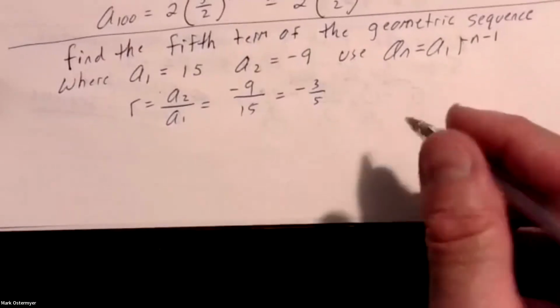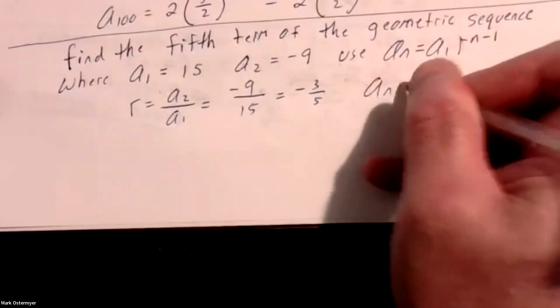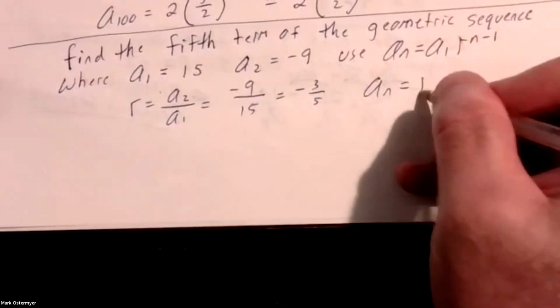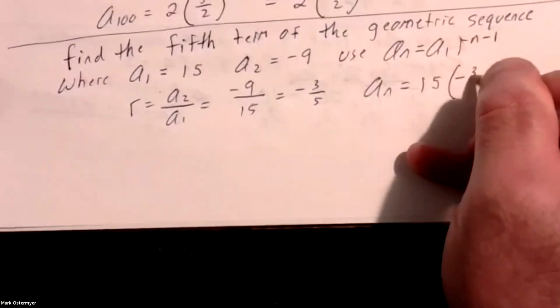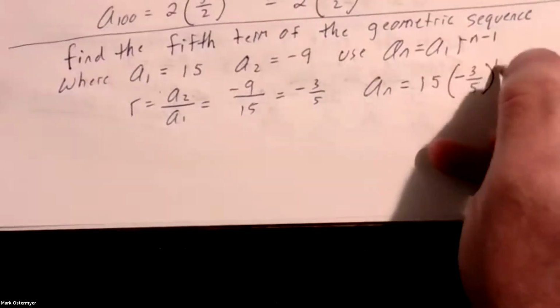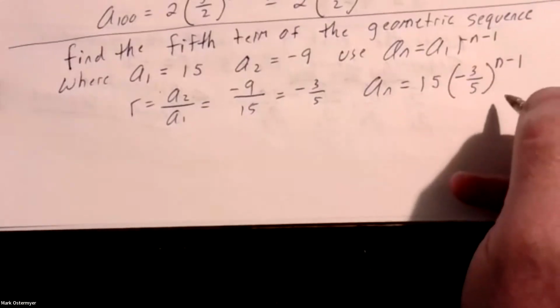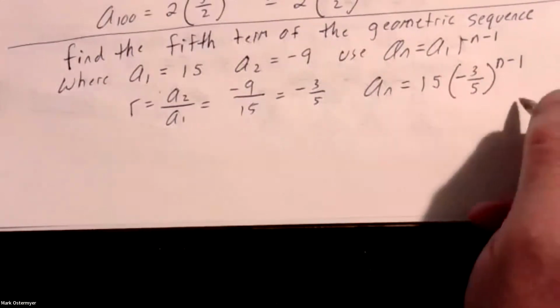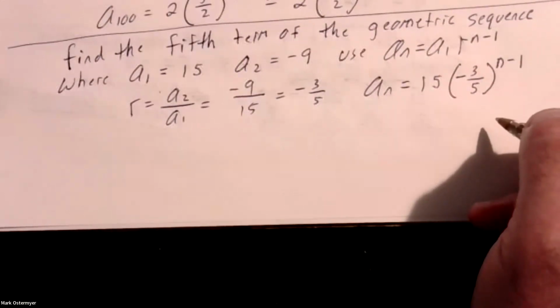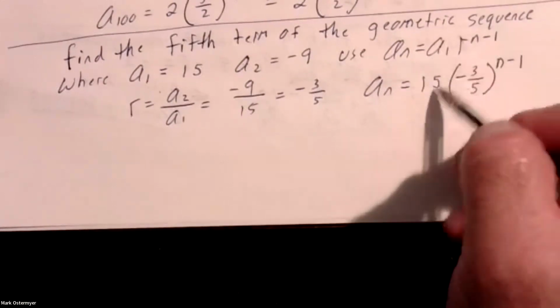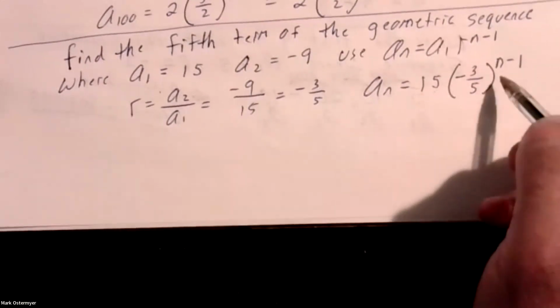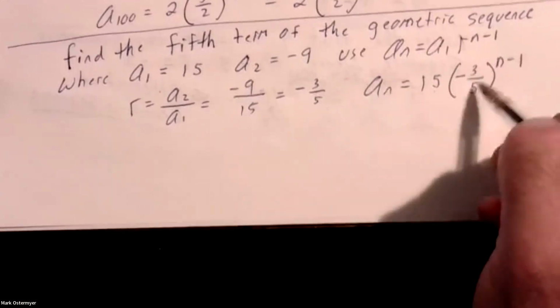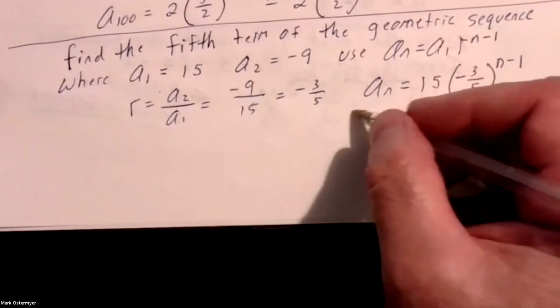So this really isn't that bad of a problem, because now we can write our nth term rule. It would be our first term, which is 15, times our common ratio, which is -3/5, raised to the n-1 power. Everybody see that there? That's your nth rule here. First term is 15, and the common ratio is found to be -3/5. We can now use this to find our fifth term.